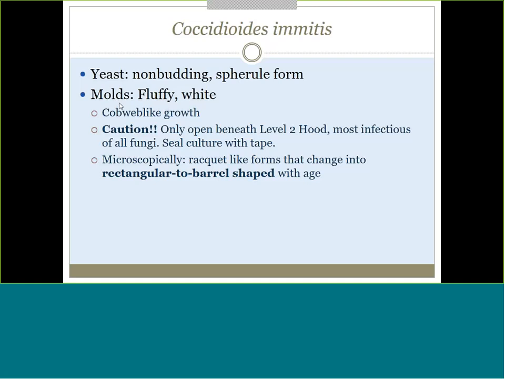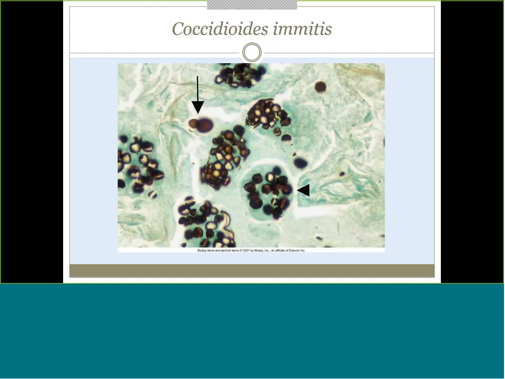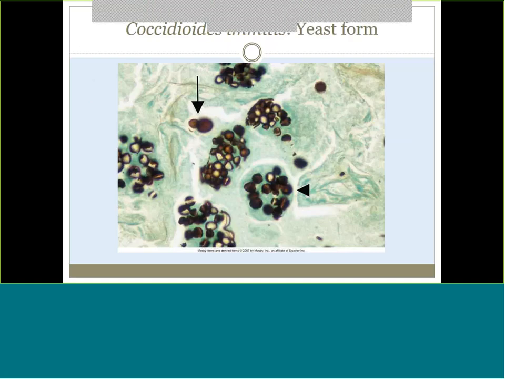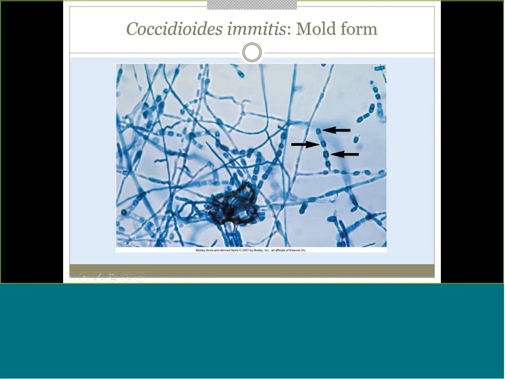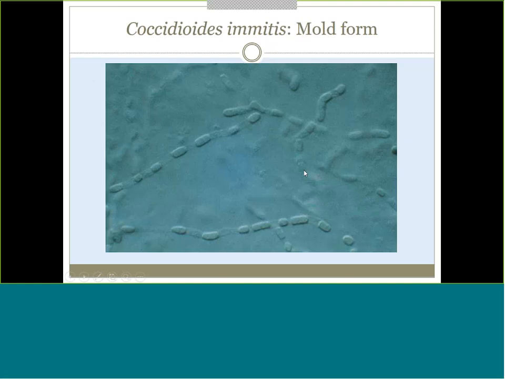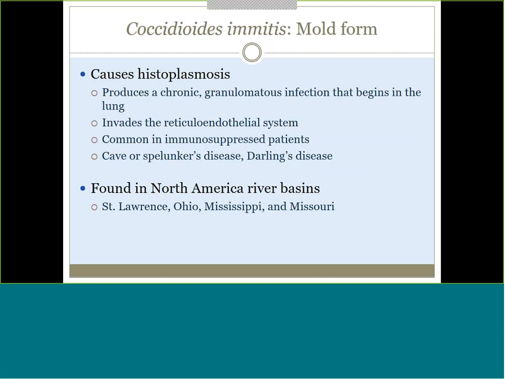Under the microscope, it has this rectangular or barrel shape to its look. That's the yeast stage. Again, you don't need to know the yeast stage, but I would know this mold stage of Coccidioides. So there it's showing you kind of the rectangle or barrel look to it. And there it is again. So definitely know Coccidioides molds.